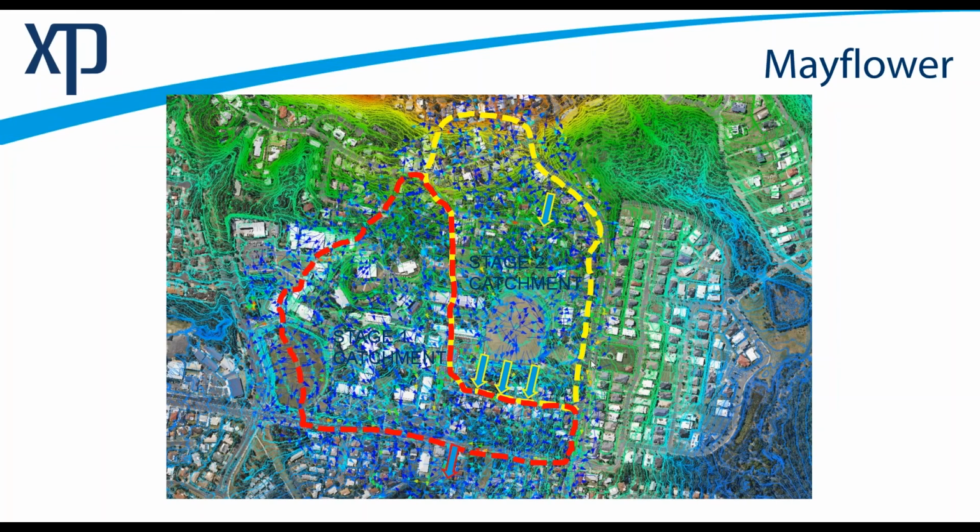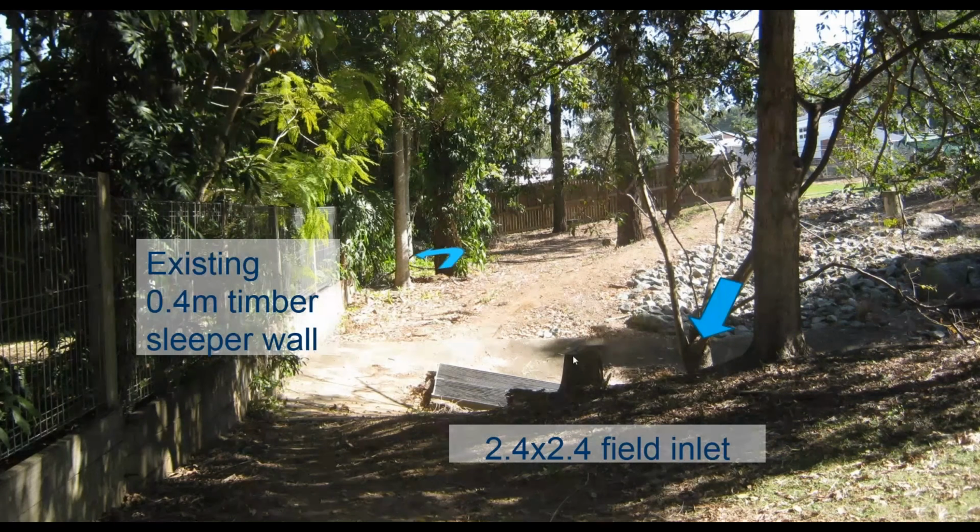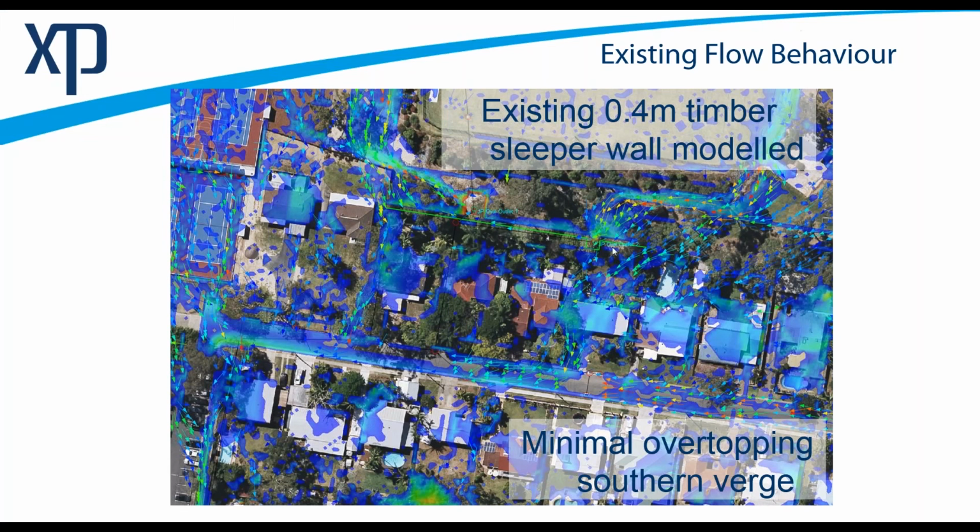That's the catchment. You can see this playing field in the middle. This is quite difficult to try and model by hand, so XP was great to see what was actually coming into this field inlet, model in some orifice flows, and see where water was bypassing.